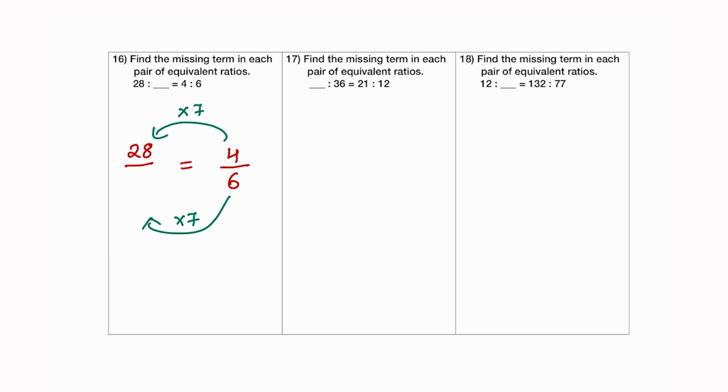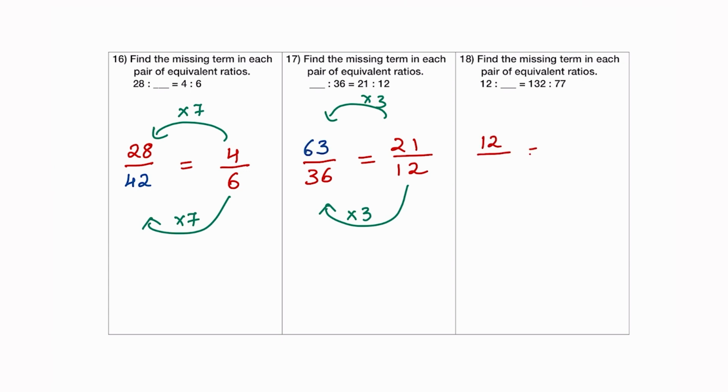Same thing, times 7. So, 6 times 7 is 42. Something over 36 equals 21 over 12. 12 to 36 is times 3. So we do times 3. 21 times 3 is 63.